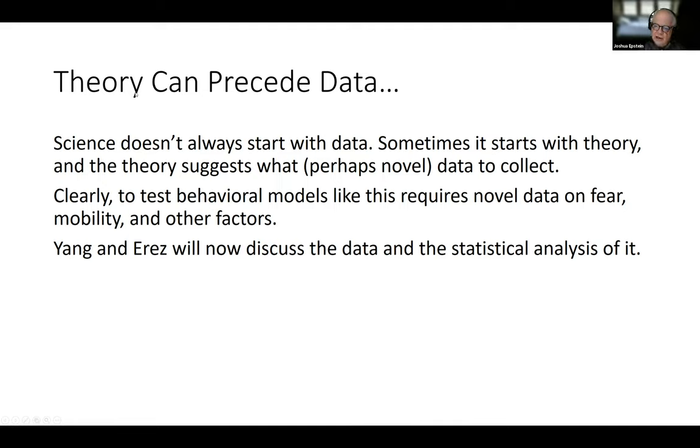But it illustrates a nice larger point about science, and that is that theory can precede data. Science doesn't always start with data. Sometimes it starts with a theory, and the theory suggests what data to collect in the first place. And those data may not be available. They may require new types of data. And to test these behavioral models does require novel data on fear, on mobility, and other factors that Yang and Erez will now discuss, and also the statistical analysis of all of that. All right, so that's part one. And I now turn it over to my dear colleagues, Erez and Yang.